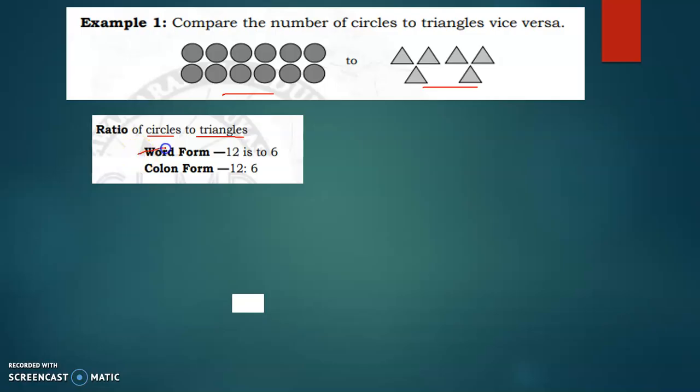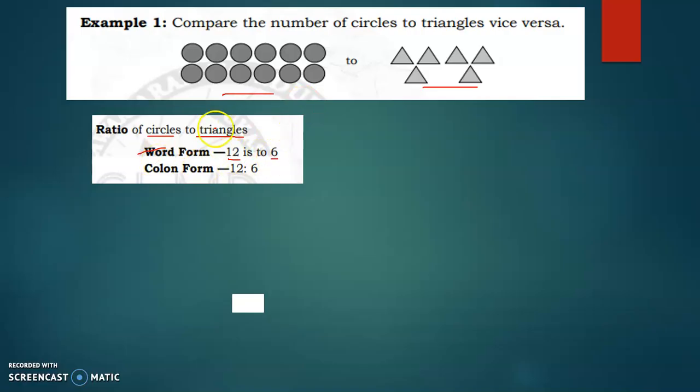Okay, in word form, pwede nating isulat yan kasi ang hinahanap na ratio ay ang ratio of circles to triangles. Unang isusulat natin ay ang number of circles, that is 12. And then, the number of triangles, that is 6. Kaya in word form, that is just 12 is to 6.